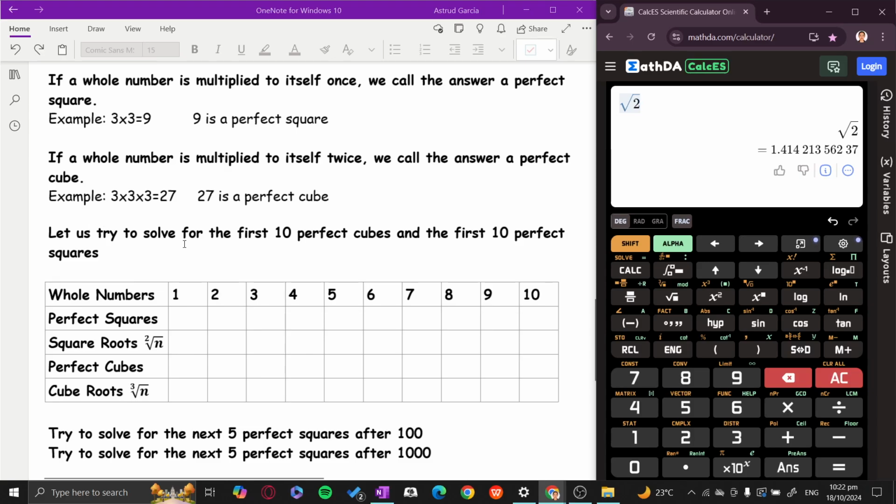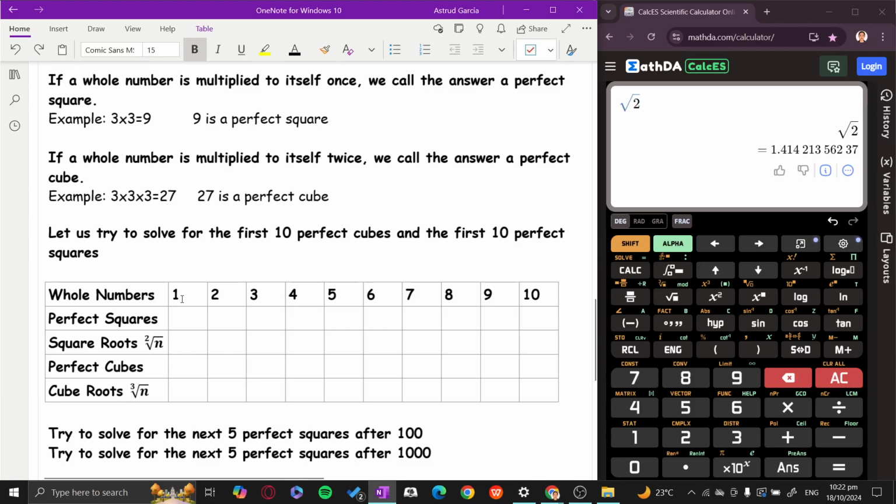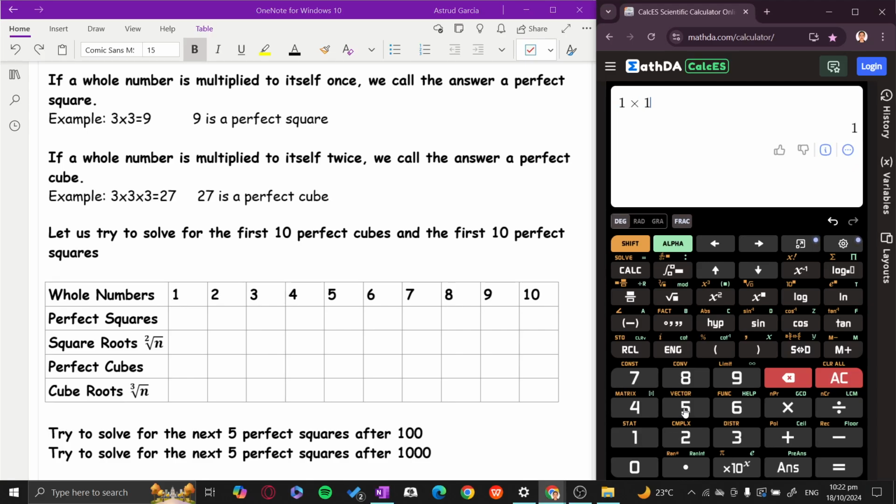Now let us try to solve for the first 10 perfect cubes and the first 10 perfect squares. We can do that by getting the whole numbers 1 to 10. And all we need to do to get the perfect squares is to multiply these whole numbers by itself. So let's start with 1. 1 times 1 is equal to 1. Let's do the same for 2. To get the perfect square of 2, we multiply 2 by itself once, so that's 2 times 2 is equal to 4.